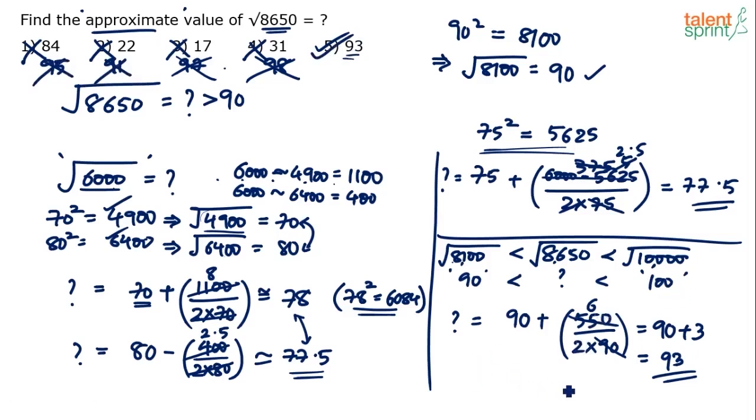So in that case, what do you do? 100 minus 1350 divided by 2 into 90. Do the same calculation, you will know that 95 and 91 also will get eliminated. So 93 is the final answer to this question. Alright, so this is how you find out the approximate square root of a given number.